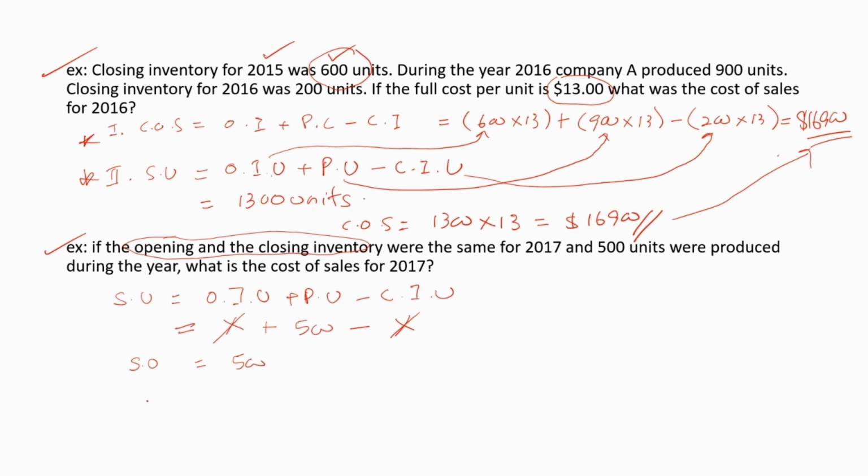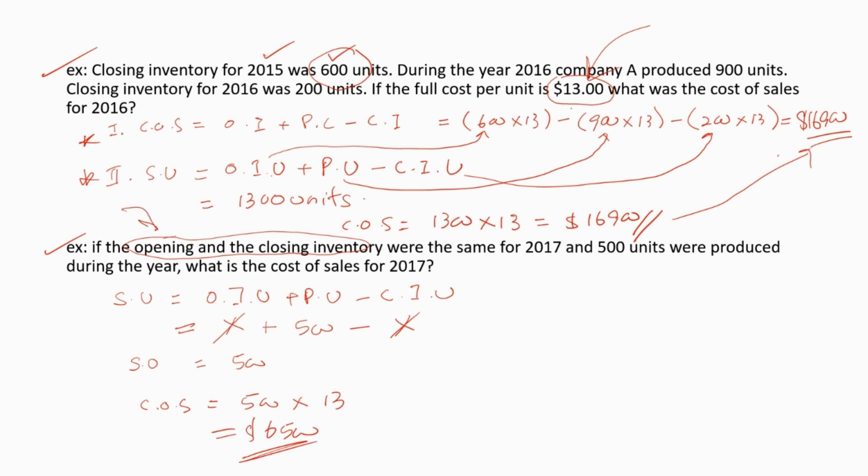Now we can calculate the cost of sales. Cost of sales is equal to 500 units multiplied by 13. 13 is the full cost per year, which is this value. So cost of sales for the year 2017 is equal to $6,500. This is how we can value the inventory and calculate the cost of sales.